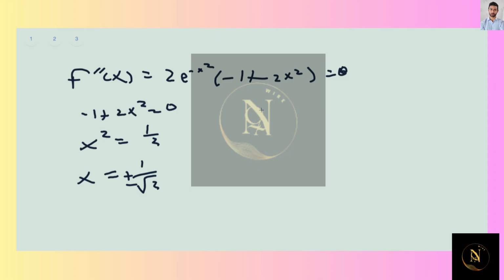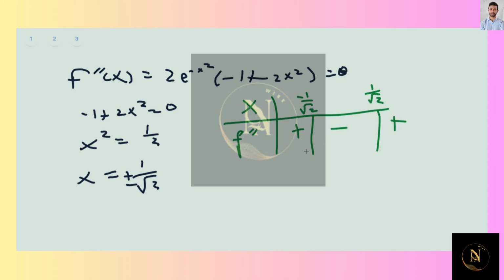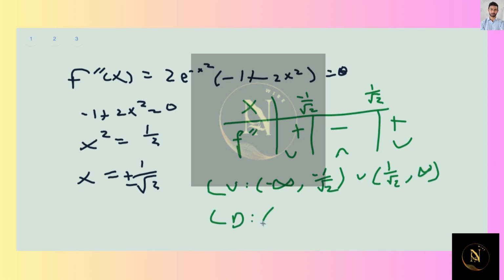Now we can do a sign chart evaluation, with negative 1 over root 2 and positive 1 over root 2, looking at the sign of f double prime. If you plug in values less than negative 1 over root 2, you get positive numbers, between these two negative, and then positive. So concave up, down, up. We have concave up from negative infinity to negative 1 over root 2, and from 1 over root 2 to infinity, and concave down between negative 1 over root 2 and positive 1 over root 2.